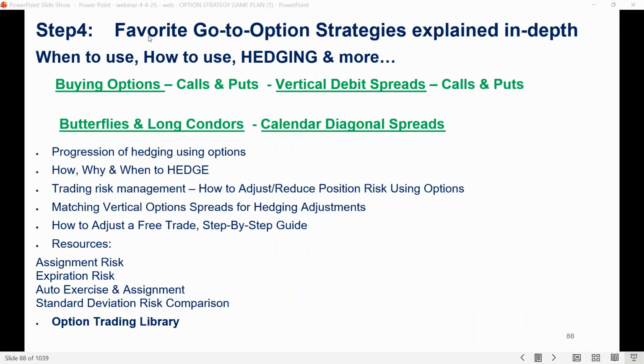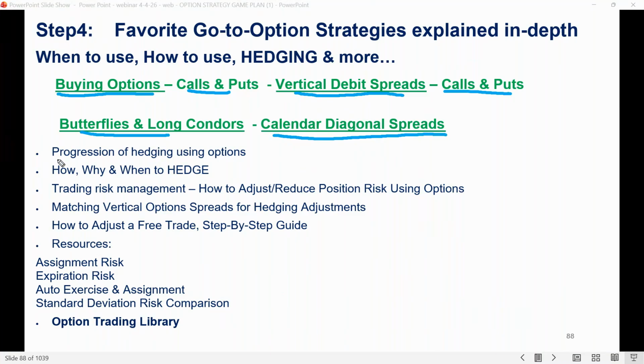And then part four, we'll go through the go-to option strategies, when to use them, how to use them, and when you would use them for hedging. We'll go through in this part of the course the fun stuff, buying the options. Are we going to do calls or puts, or should we use a vertical debit spread using calls or puts? Which one? Butterfly, long condors, when to use, and also that counter diagonal spread. So we're going to cover the go-to strategies, when to use them, how to use them, and what market condition to use them in, et cetera, for your hedging or income profits, things like that.